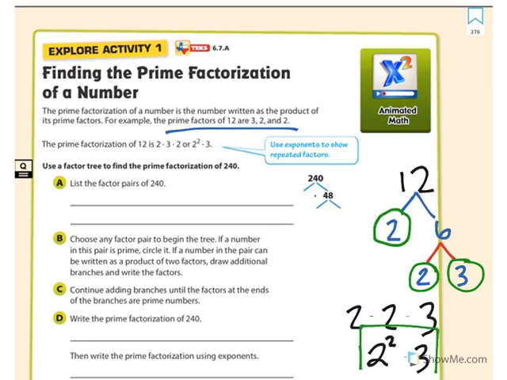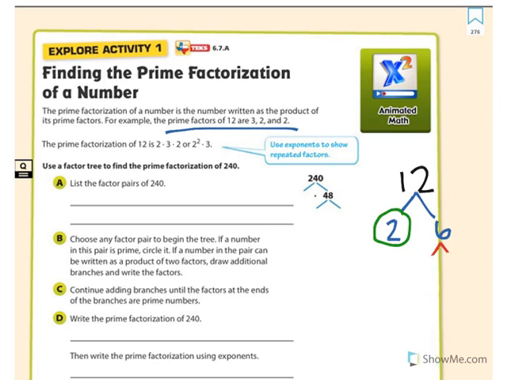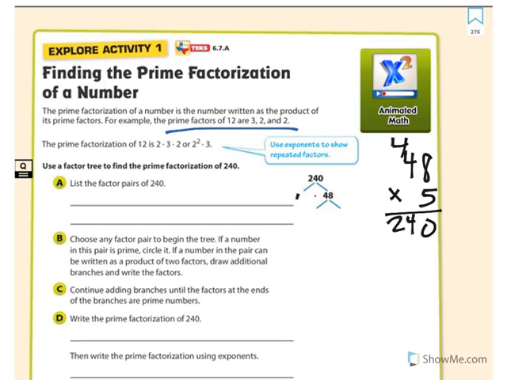All right, now that we've tried an easy problem, let's go back to their very difficult problem, 240. All right, so they helped us out. They said 240 can be divided by 48. Okay, so let's see. How did they get that? I'm thinking probably 5. Let me check. 48 times 5. That's 240. Yep, there we go. All right, so 48 times 5 gives me 240.